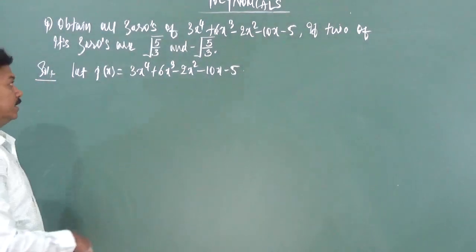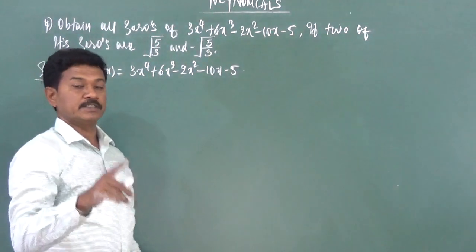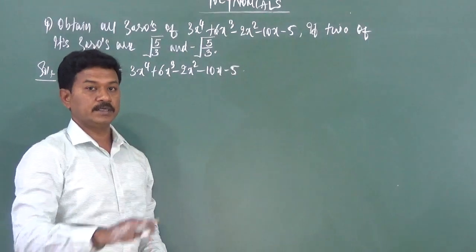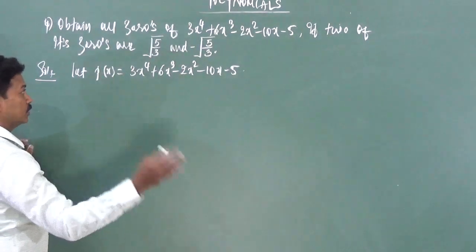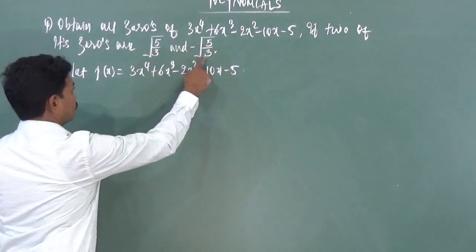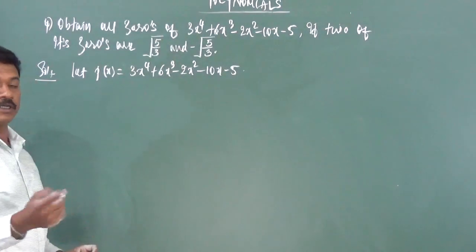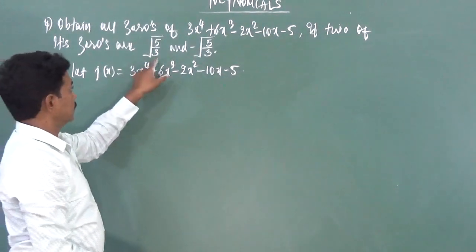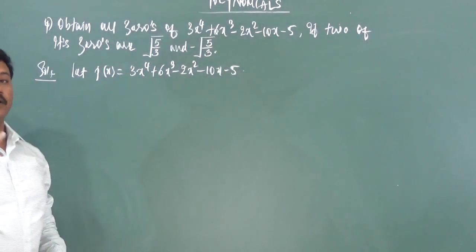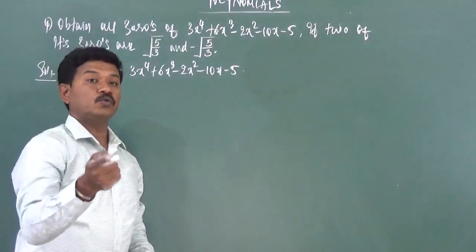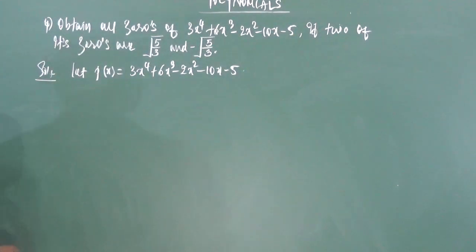So here in this case, obtain all the zeros. In the sense, this polynomial p of x has 4 zeros. Out of those 4 zeros, 2 zeros are given to you. That is root 5 by 3 and minus root 5 by 3 are the 2 zeros given to you. So using this, we have to find out the other 2 remaining zeros. I hope you understood the problem.